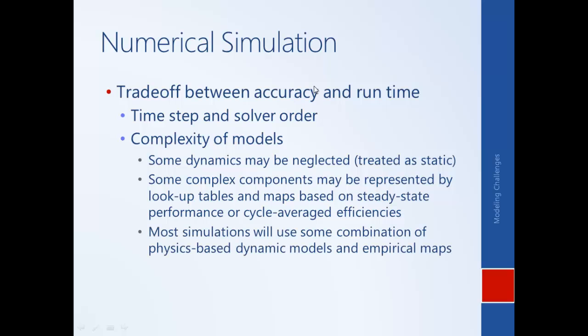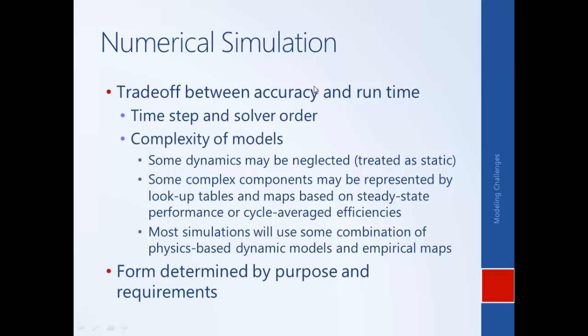Most simulations will use some combination of these physics-based differential equation models and these empirically derived maps. And the trade-off is accuracy with the speed with which the simulation can run. In general, the form of the model that you use will be determined by the purpose of your simulation and the requirements of the simulation. How accurate does the simulation need to be? What questions are you trying to answer from the simulation?